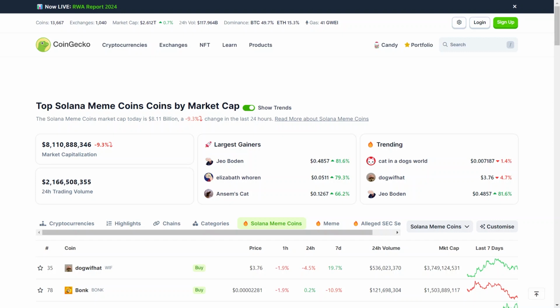Once you find a Solana meme coin you want to buy or sell, click on its name to access its page. Here you can find important information such as the current price, market cap, trading volume, and links to the coin's website and social media channels.